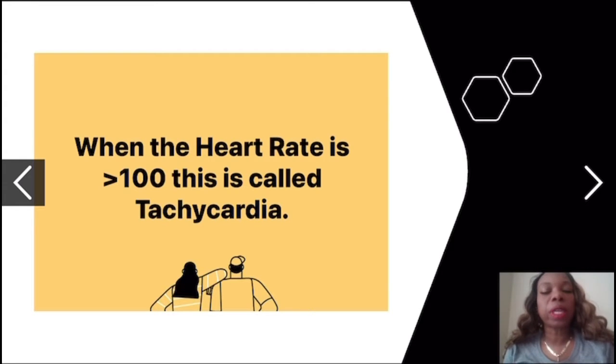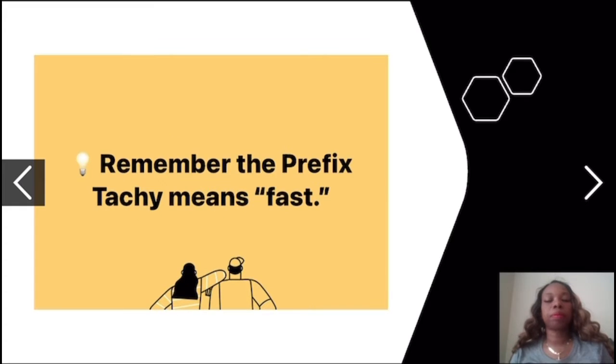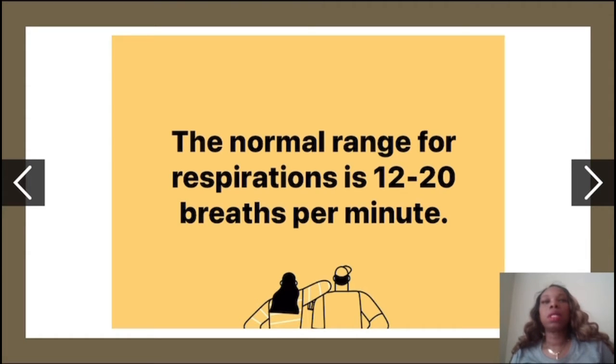So when the heart rate is greater than 100, this is called tachycardia. Remember the prefix tachy means fast. So if the heart rate is greater than 100, you will report this. This is an abnormal value or measurement, and you will report this to the nurse.